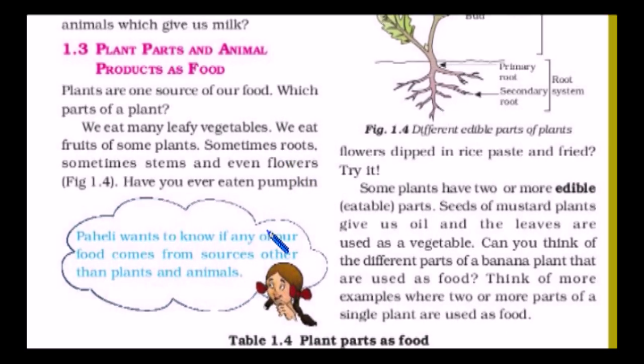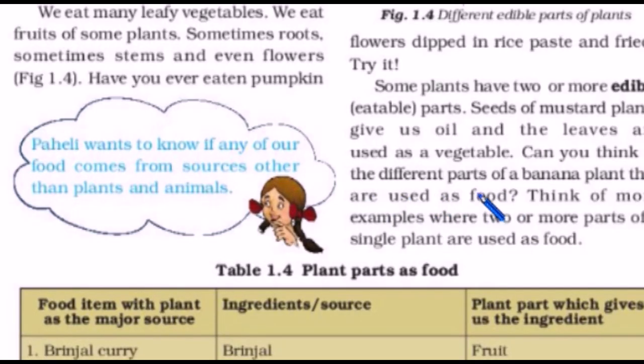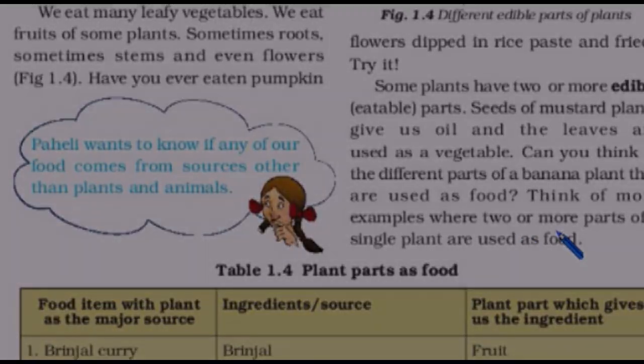Paheli wants to know if any of our food comes from sources other than plants and animals. So you have to think about Paheli. Some plants have 2 or more edible parts. Seeds of mustard plants give us oil and the leaves are used as vegetables. Can you think of different parts of the banana plant that are used as food? Think of more examples where 2 or more parts of a single plant are used as food.